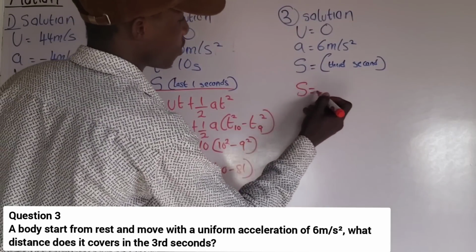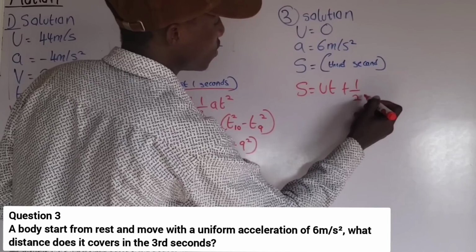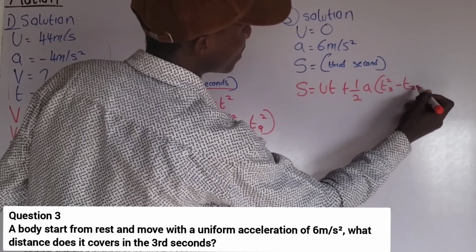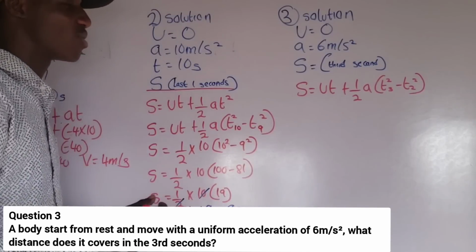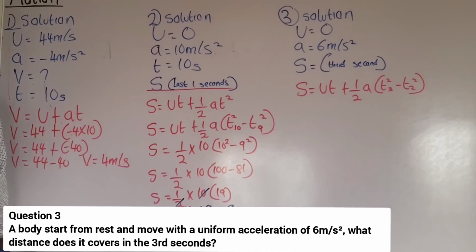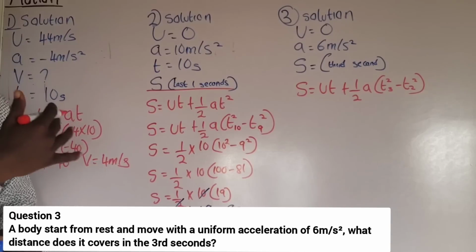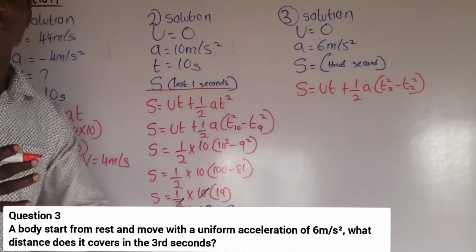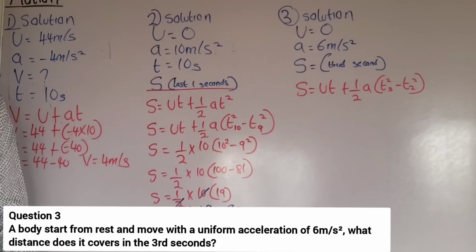So I'm going to have s equals ut plus 1 over 2 at squared. So I'm going to have t3 squared minus t2 squared. Do you understand? Because I'm looking for the distance covered in the third second. That means the distance covered in the third second will be the difference between the distance the body covers when t equals 3 and when t equals 2. That difference in distance is the distance covered in the third second. Do you understand? Okay, so let's proceed.